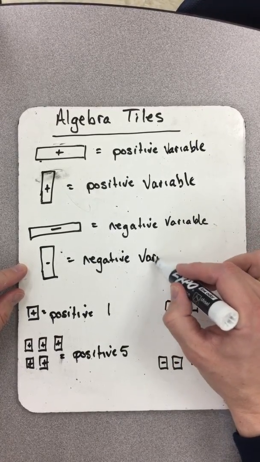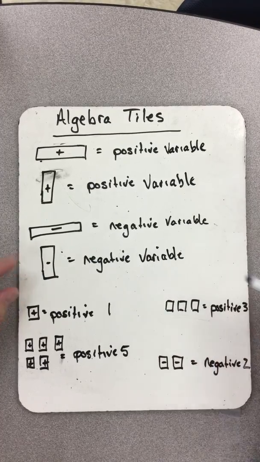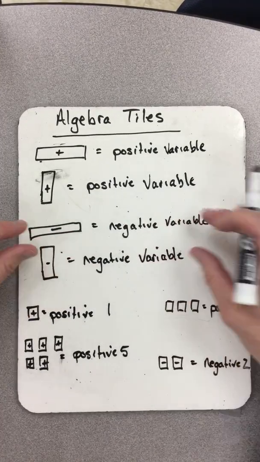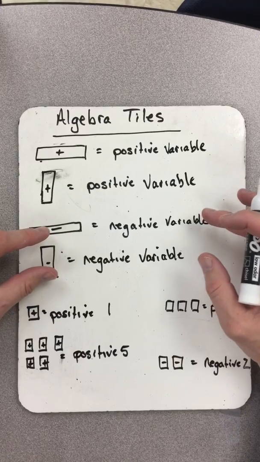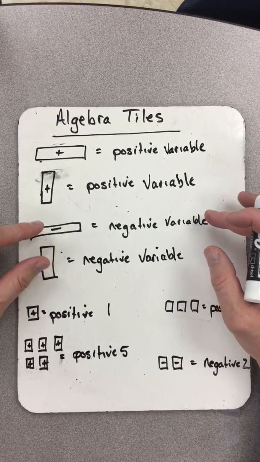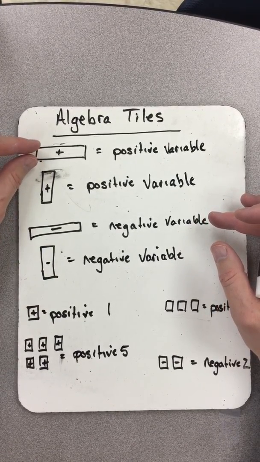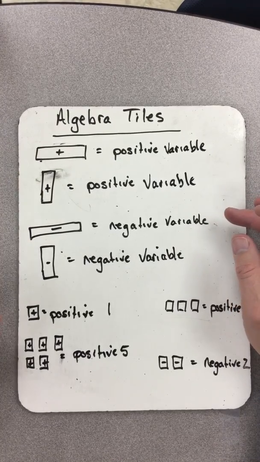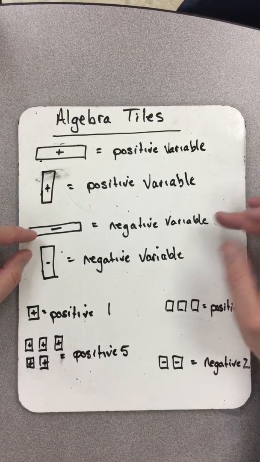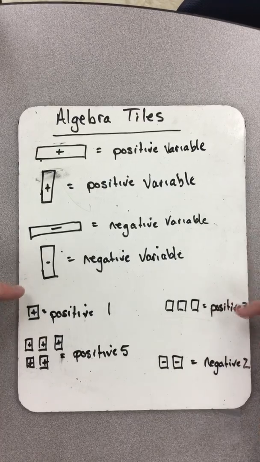So in most of your work you're going to do today, matter of fact, in all your work, you're not going to see any negatives. We're not going to work in negatives today because I want you to just understand what algebra tiles are. So the long box means a positive variable if it has a positive in it. The long box with a negative sign in it means a negative variable. So let's drop down here.